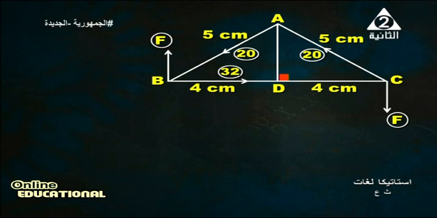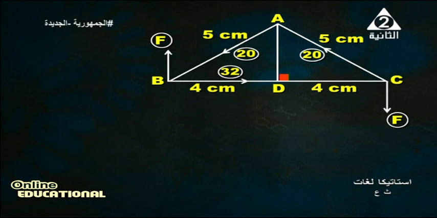What do you deduce, my dear student? Excellent, student. The constant ratio. If we divide the force by the distance in cyclic order, we deduce that this is the constant 4. 20 over 5 equals 4, 32 over 8 equals 4, 20 over 5 equals 4.